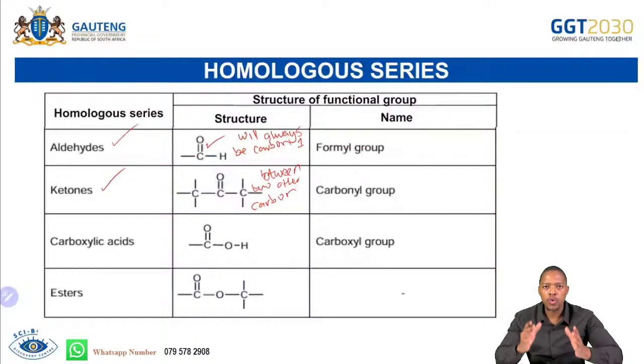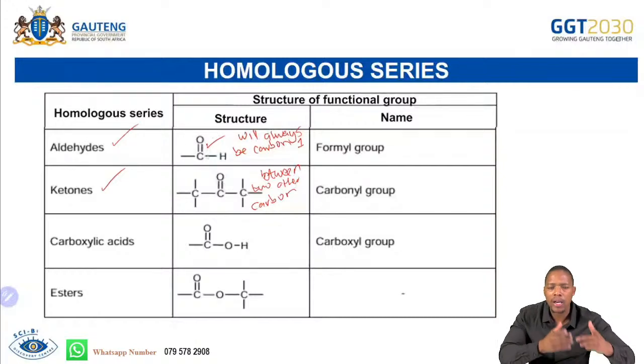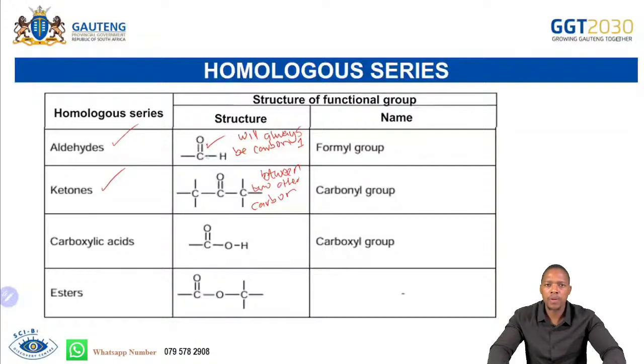The moment you see a carbon bonded to a double bond oxygen and it is between or surrounded by 2 other carbons, then you can say that this is a ketone. That's why I was saying here on an aldehyde, it's important to remember that this one will always be on carbon number 1. So if it's on carbon number 1, it's an aldehyde. Once it shifts from carbon number 1, it does not become an aldehyde.